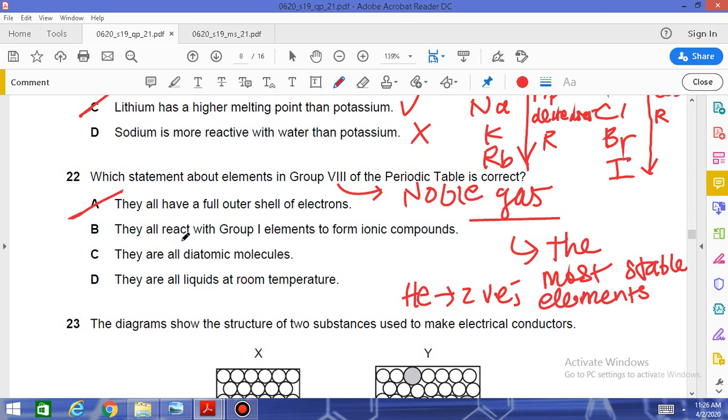Okay, how about B? They all react with group 1 elements to form ionic compounds. No, they don't form any bonds. Noble gases do not form any bonds because they are already stable. They are all diatomic molecules. No, they exist as monoatomic molecules because, as I told you before, they don't form any bonds. They are all liquids at room temperature. No, they are gases.